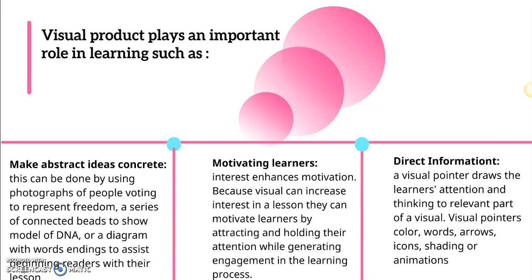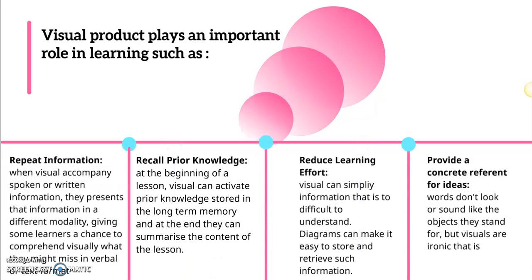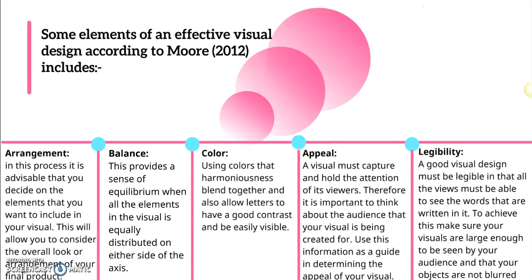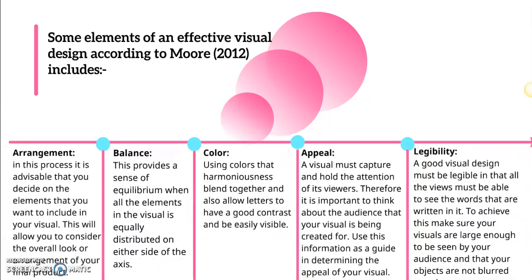Visual products play an important role in learning, such as making abstract ideas concrete, motivating learners, directing information, repeating information, recalling prior knowledge, reducing learning effort, and providing a concrete reference for ideas. Some elements of an effective visual design, according to Moore, include arrangement, balance, color, appeal, and legibility.